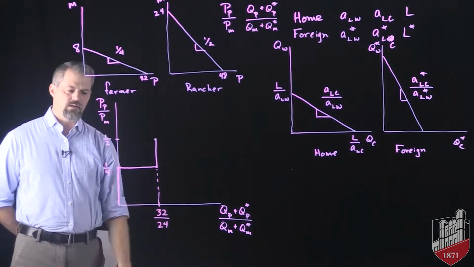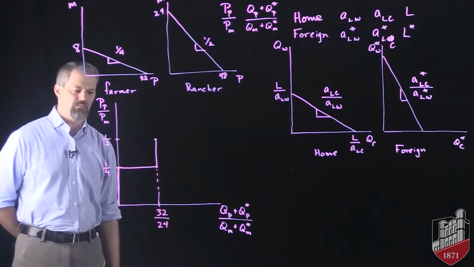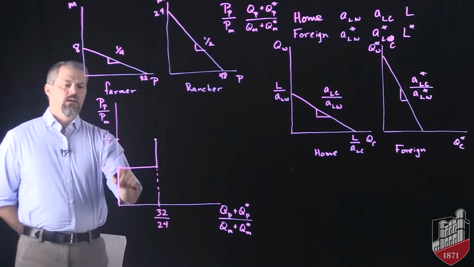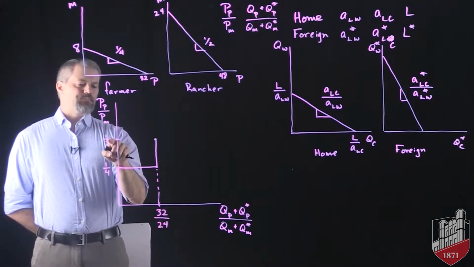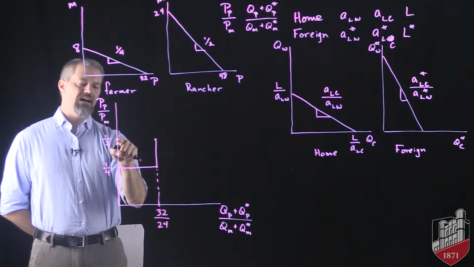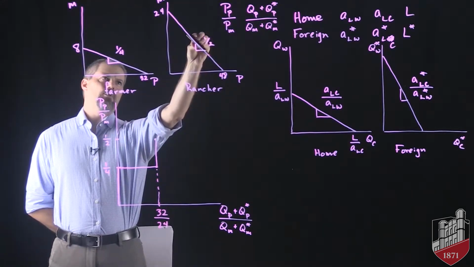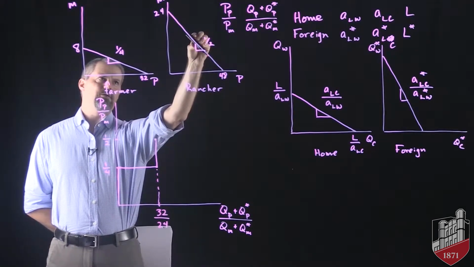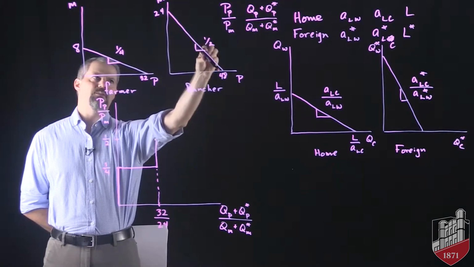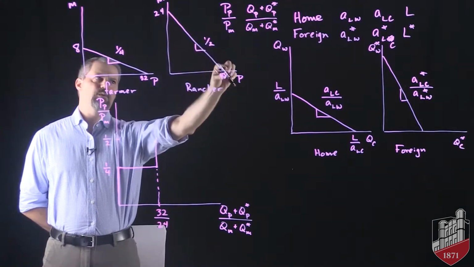So that's something a little bit more than 1, the relative quantity of potatoes to meat. Okay? If we think about a world relative price of potatoes equal to 1/2, well, that's equal to the slope of the production possibilities frontier for the rancher. So the rancher now is going to be indifferent between any of these possible production points.